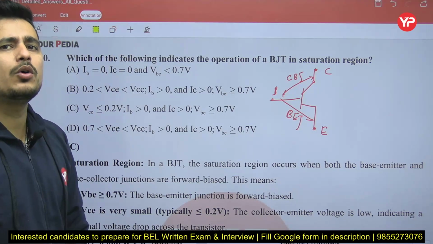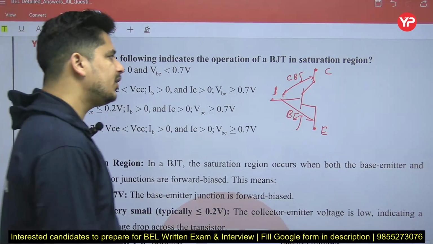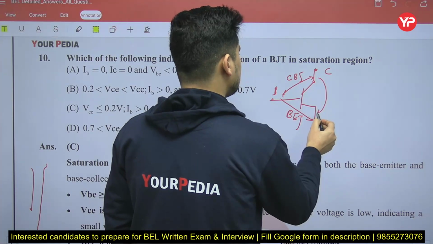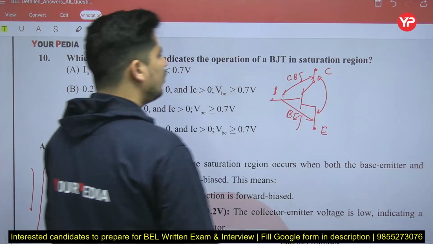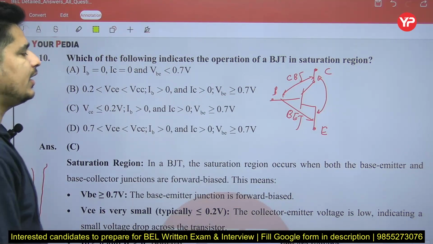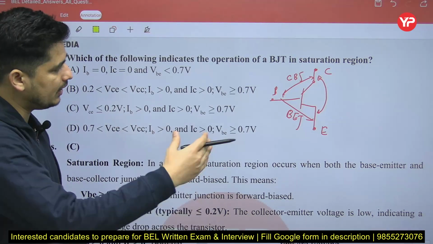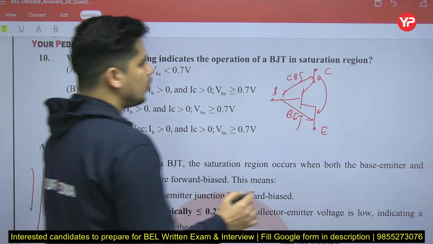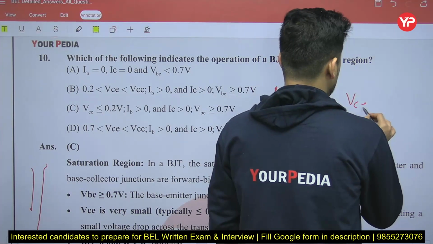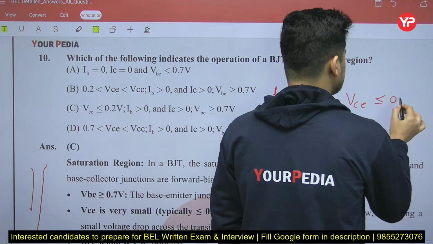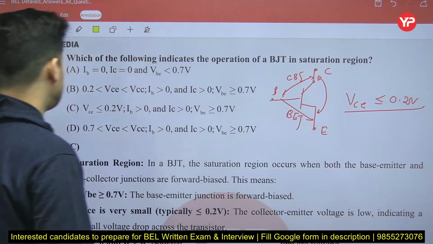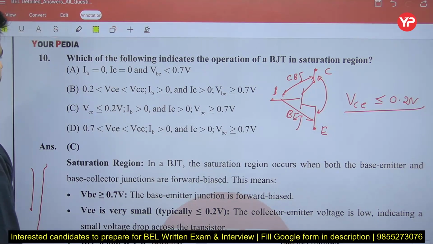Forward bias means both the junctions are on, so it will work like a short circuit. So we can say there is zero voltage between these two terminals. In the ideal case, that will be 0 volt between collector to emitter, but in the practical case, the VCE should be less than or equal to 0.2 volt. First thing, your VCE should be less than or equal to 0.2 volt.